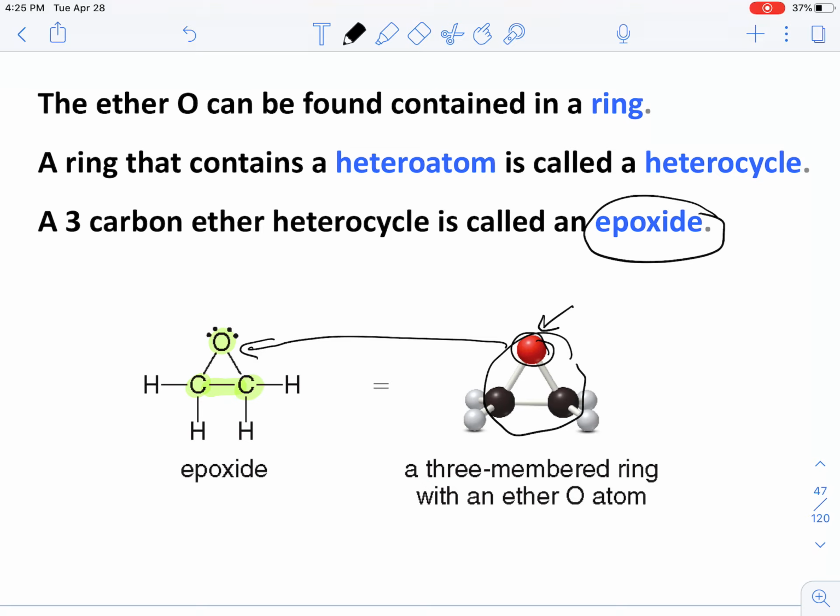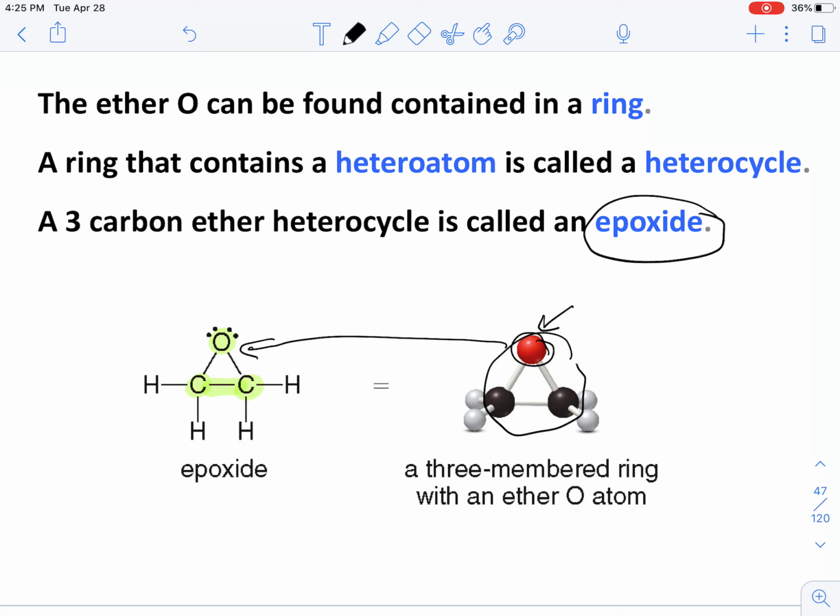And so epoxides are highly reactive. If you have a three-membered ring, there's a lot of steric strain to maintain that ring-like structure. And so epoxides are typically reactive, and they can undergo specific reactions to produce different substances. If you took the full year of organic chemistry, then you would delve into that topic a little bit more.